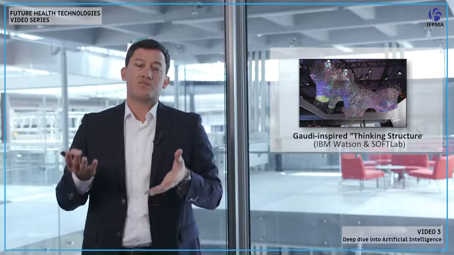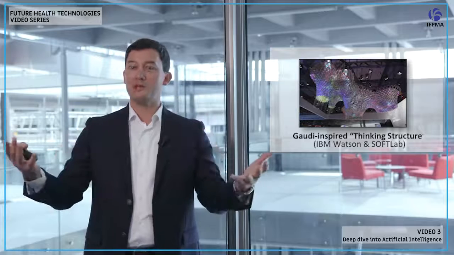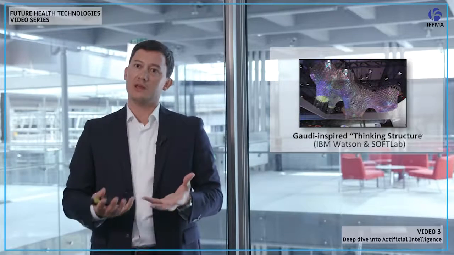Sculpture, another area. So this one is a Gaudi-inspired sculpture called Thinking Structure, entirely generated by an AI algorithm. And you can see color. The color is evolving using an algorithm that we call sentiment analysis. So people surrounding the sculpture or on social media will have different feelings. And this sentiment analysis will perceive the feeling and change the color of the sculpture, entirely AI generated by IBM Watson.